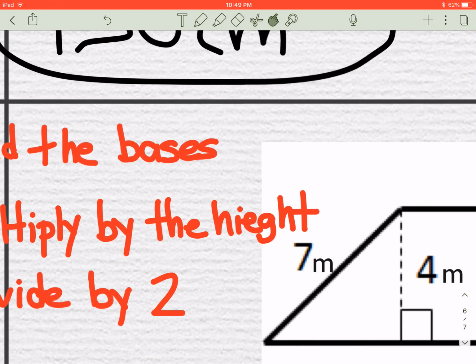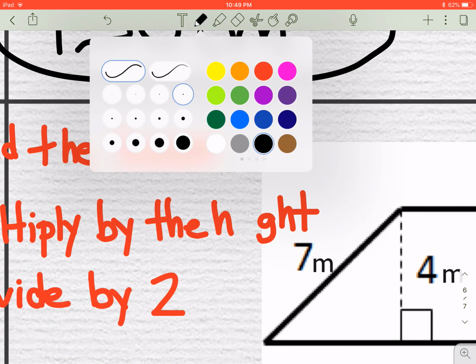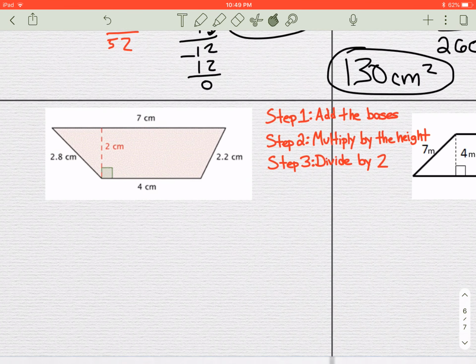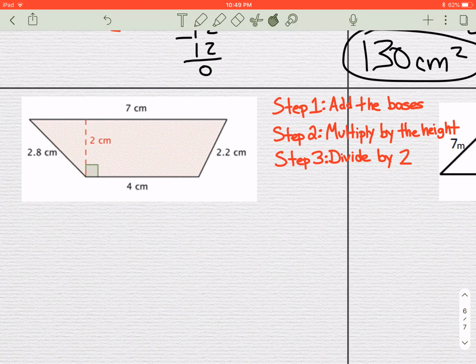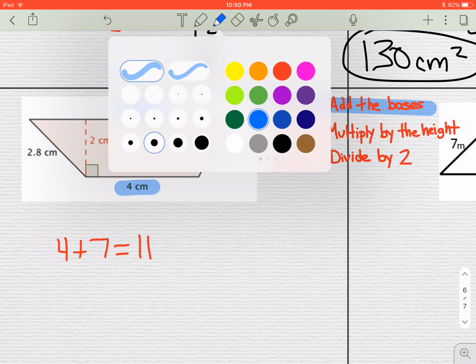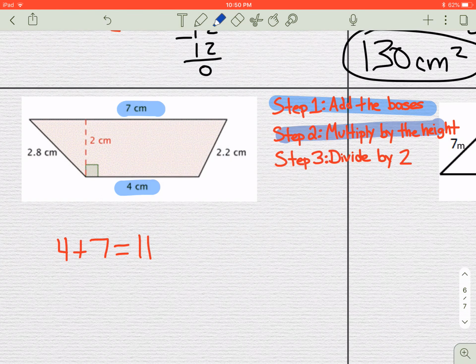Very first thing to do is fix my spelling error again. I wrote it once and copied and pasted it and didn't catch it till I was in the video. Okay, so right here, step 1, add the bases. Bases are my parallel lines. So I take 4 plus 7 to get 11. Step 2 says I multiply by the height. My height is my straight up and down number, which is 2. So I multiply that by 2 and get 22.